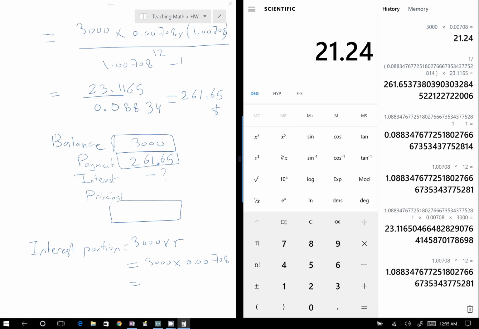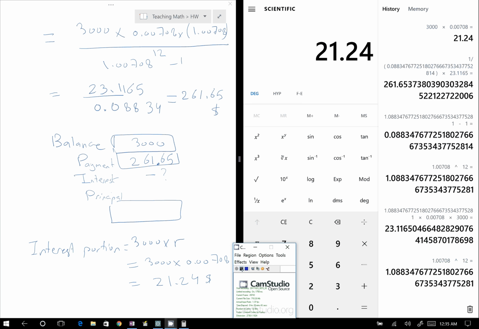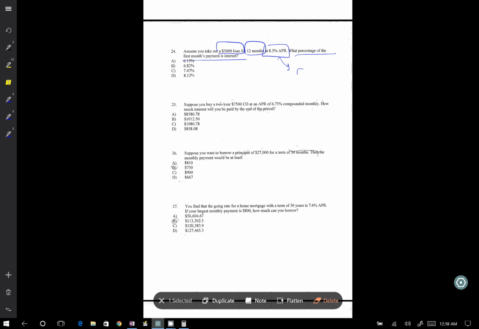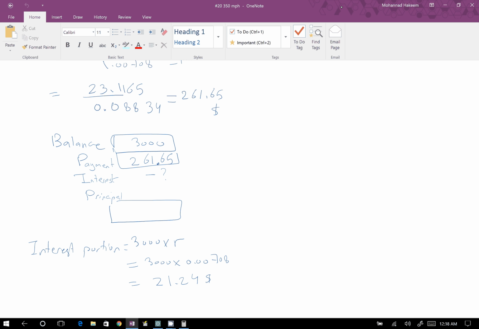Okay. $21.24. Okay, sorry, I was checking my calculations and the number seemed to be very small, but it turned out to be the correct number. So that's the interest portion.